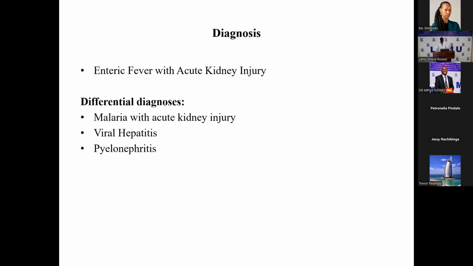Diagnosis: after examination, we still maintained the enteric fever with acute kidney injury, but with regards to the differential diagnosis, we had to make some adjustments. So the first one is malaria with acute kidney injury. The second one is viral hepatitis. Then the third one is pyelonephritis.